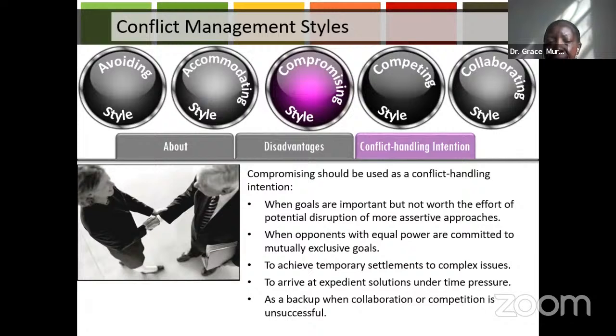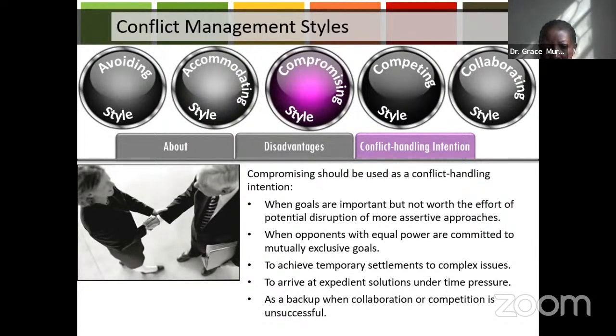Okay, I want us to look at compromising. When do we use compromising? Compromising is when goals are important, but not worth the effort or the potential disruption. We're also saying when opponents with equal power are committed to mutually exclusive goals. Remember, in compromising, it's a give and take. I give and I give. We meet at the middle.